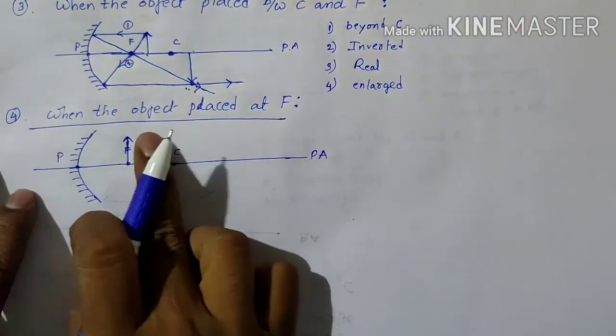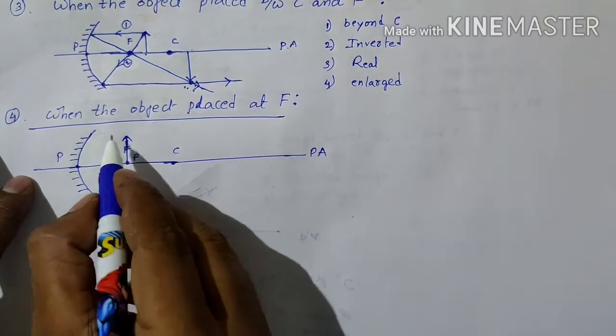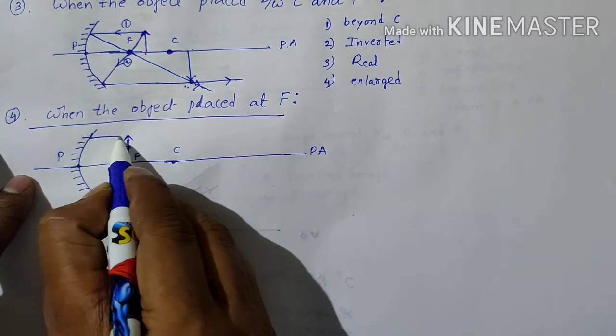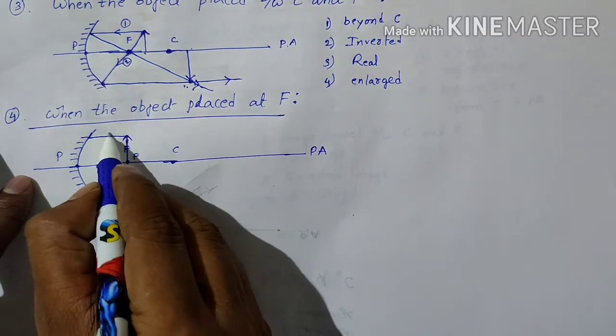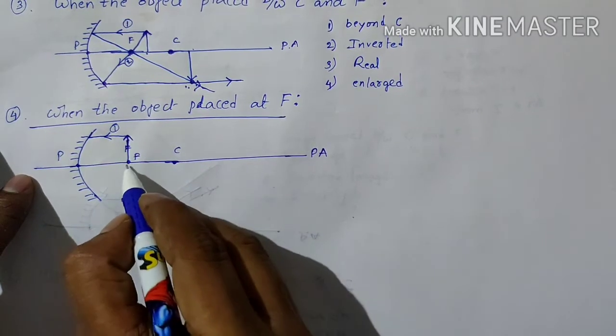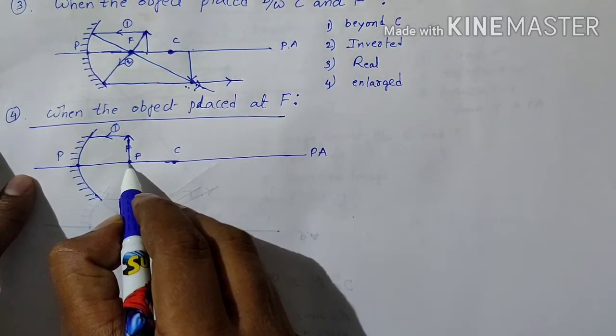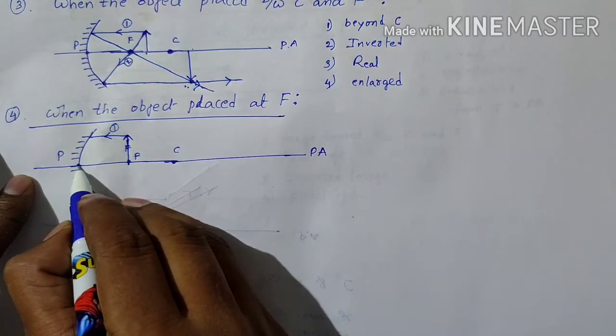So next one is when the object is placed at focus. Here the object is placed at focus. Now we have to draw the first ray, that is the parallel ray. That's the first ray. And the second ray: here the object is placed at focus, so we cannot draw the ray passing through focus. That's the reason I am taking the third suitable ray, which is the ray passing through the pole.